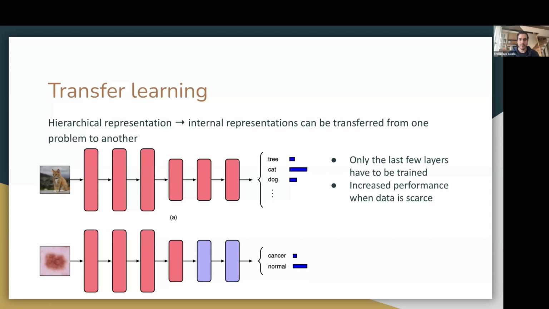Once we have this hierarchy, we can leverage it to transfer some knowledge from one problem to another. Let's look at this picture here. We train a stack of representations, starting from a cat in this case, to classify the cat. We learn this deep learning model on a very large data set with many pictures and many different classes: trees, cats, dogs, chairs, tables, and all kinds of objects. And we learn a model to perform well on classifying many different objects. Now we have a new problem, quite a different one: skin cancer classification. We take a picture and want to say if it represents a cancer or something that is not dangerous. But maybe we have few data.